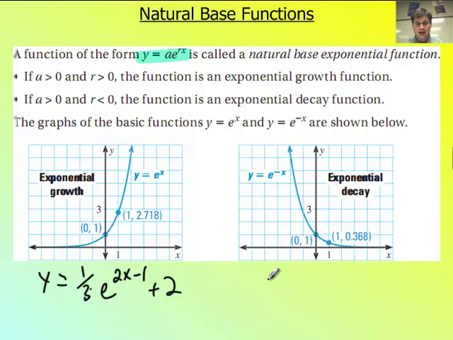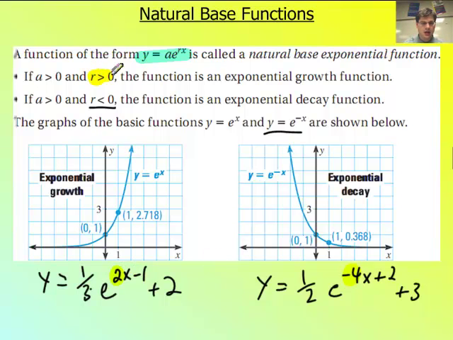Here, exponential decay: if this r value is less than 0, if it's negative, like here, y is equal to e to the negative x, we would see an exponential decay, as the second graph here shows. An example of that would be y equals 1/3 e to the negative 4x. And then again, I can always include an h and a k if I wanted to, plus 3 or something like that.